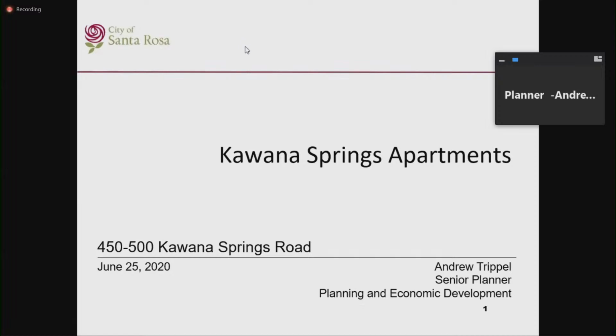Thank you. So today's presentation is a minor design review for Kiwanis Springs Apartments, located at 450 and 500 Kiwanis Springs Road in the city of Santa Rosa. The required planning entitlement is minor design review by the zoning administrator. Pre-application neighborhood meeting and pre-application concept design review by the design review board were required prior to submitting for minor design review. Next slide, please.